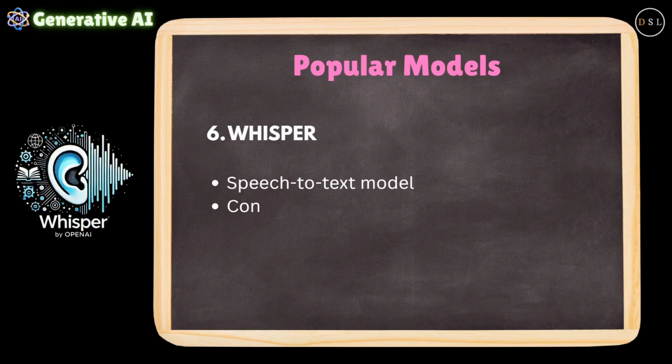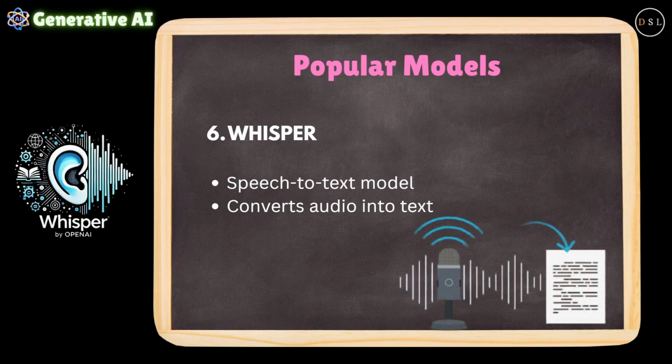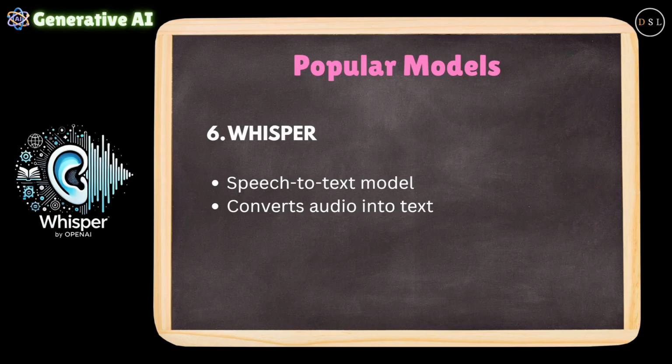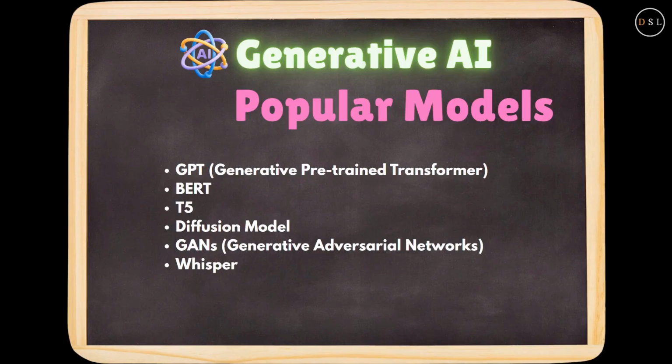Finally, Whisper. It is a speech recognition model. Whisper converts audio into text. So if you give it a lecture recording or a podcast or a meeting, it can transcribe everything into written text. It also works across multiple languages and accents, which makes it very popular.